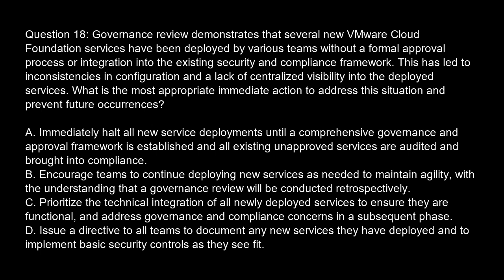Option A. Immediately halt all new service deployments until a comprehensive governance and approval framework is established and all existing unapproved services are audited and brought into compliance. Option B. Encourage teams to continue deploying new services as needed to maintain agility, with the understanding that a governance review will be conducted retrospectively. Option C. Prioritize the technical integration of all newly deployed services to ensure they are functional, and address governance and compliance concerns in a subsequent phase. Option D. Issue a directive to all teams to document any new services they have deployed and to implement basic security controls as they see fit.